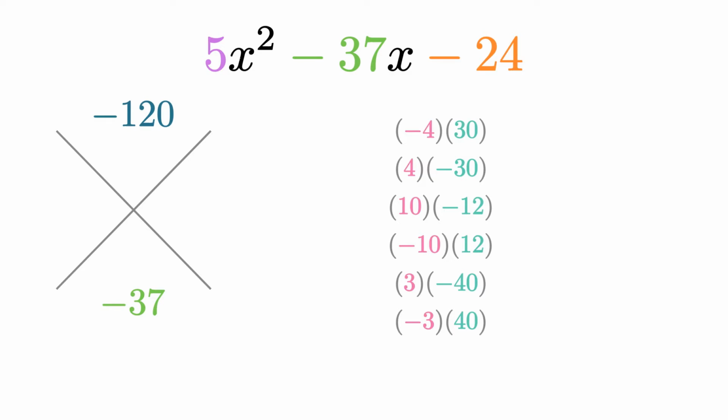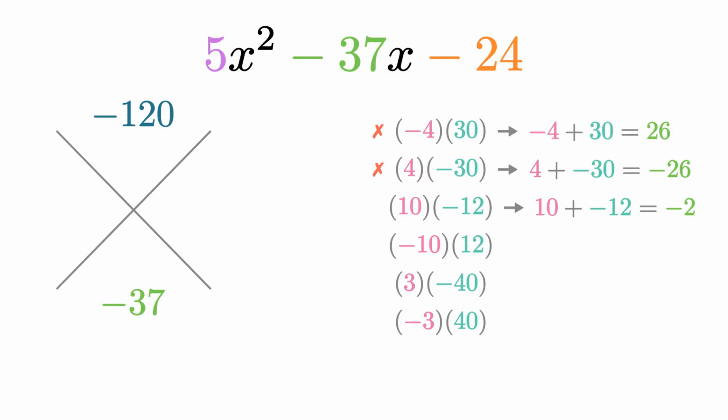Now that we've identified all our pairs, let's figure out which one is also going to add to give us our bottom value, negative 37. So if we do negative 4 plus 30, that's going to give us positive 26. That doesn't quite cut it, so we're going to eliminate that. We'll do our next pair, 4 plus negative 30. That's going to give us negative 26, so we'll also eliminate that. 10 plus negative 12 is negative 2, so that's cut out. Negative 10 plus 12 will give us positive 2, so once again, we're eliminating that.